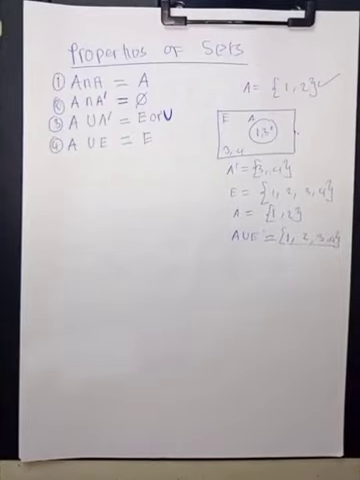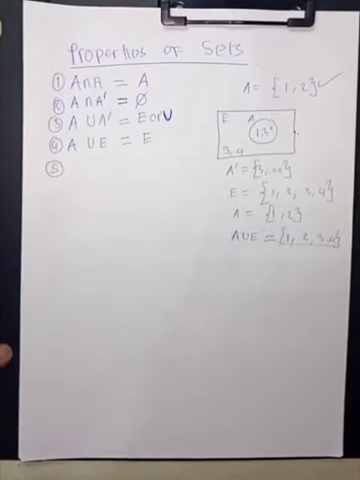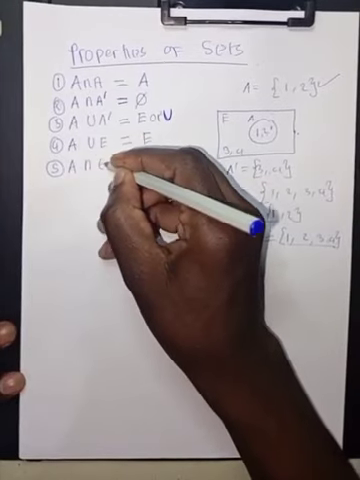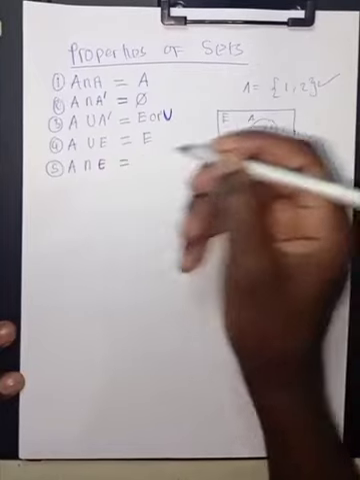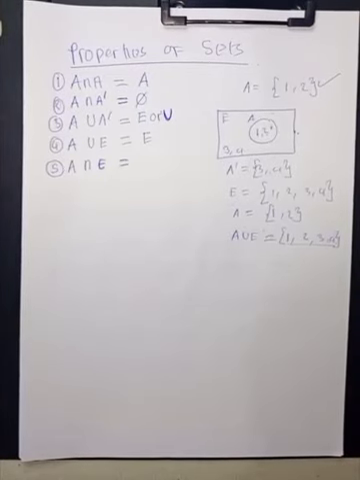Hopefully we are together, hopefully everyone is following. So number 5 is where we have A intersection universal. What should be the answer if we have A intersection universal?